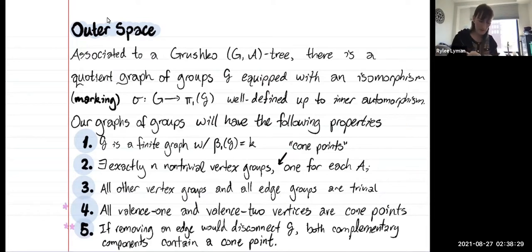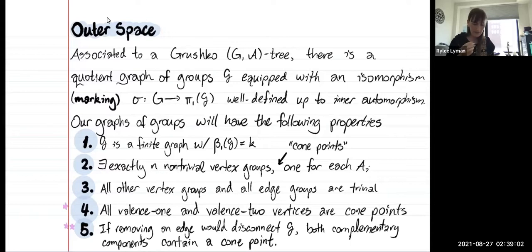This next one, I can assume because I am allowed to vary the simplicial structure on my tree at will, is that all valence 1 and all valence 2 vertices of my graph G are cone points. This is kind of nice. It turns out because it bounds what will be the dimension of our outer space, basically by an Euler characteristic argument that I think I won't give, but it's cute.